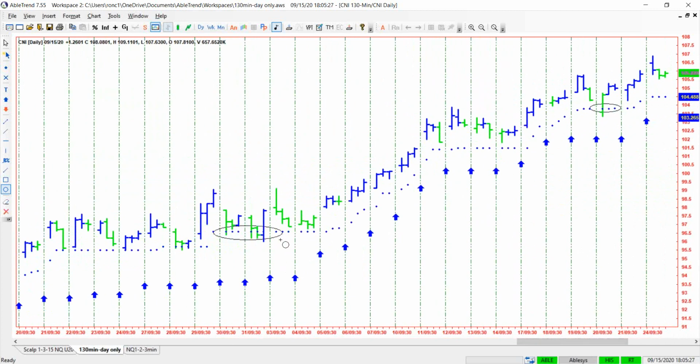Pull back 4 times here. Pull back. See, the blue dot is support. It stops it from going lower. That's exactly what we want. We always want to get in on support. Ideally, if we can get in with support underneath, that's great.